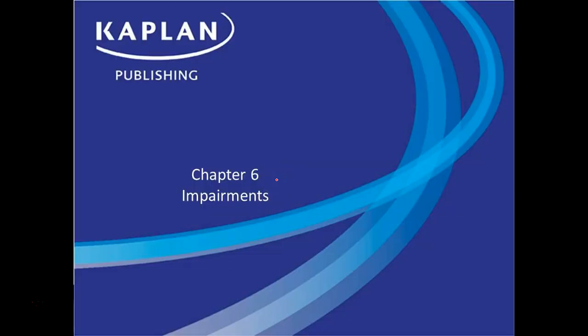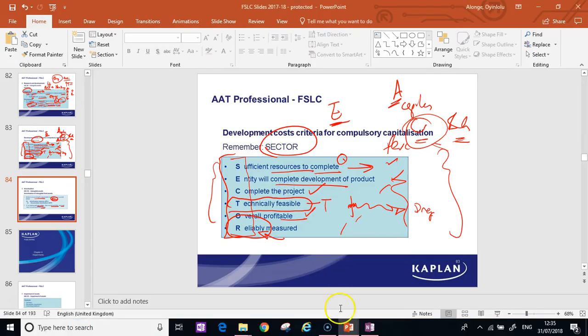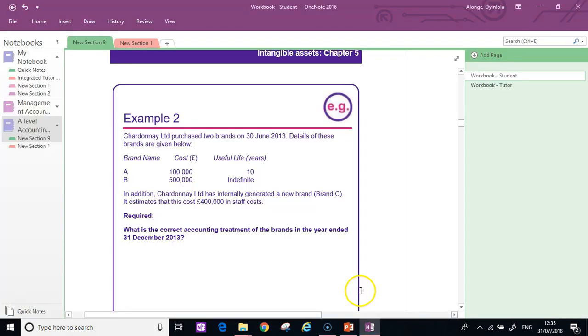Right, so let's look at an example. This is the second example in the workbook, and it says that Chardonnay Limited buys 2 brands on the 30th of June. Always watch out for the dates. So you can look at the year end here. The year end is the 31st of December. So if they bought this on the 30th of June, you're thinking, I only want to be amortizing for 6 months, as in, I only want 6 months to go through my statement of profit or loss.